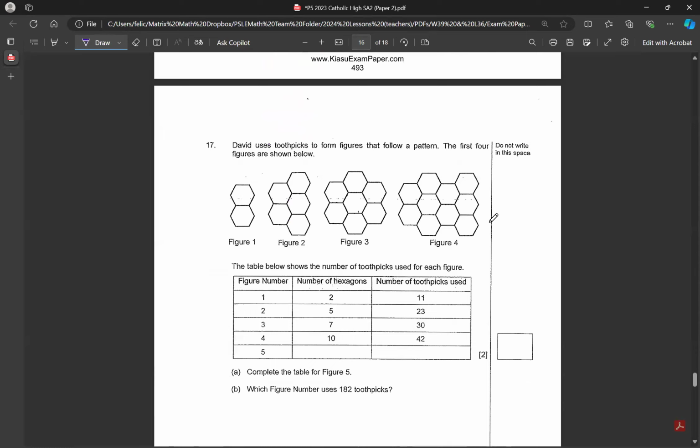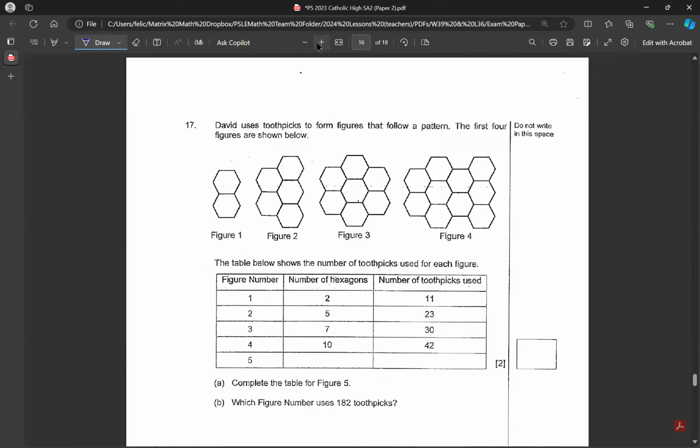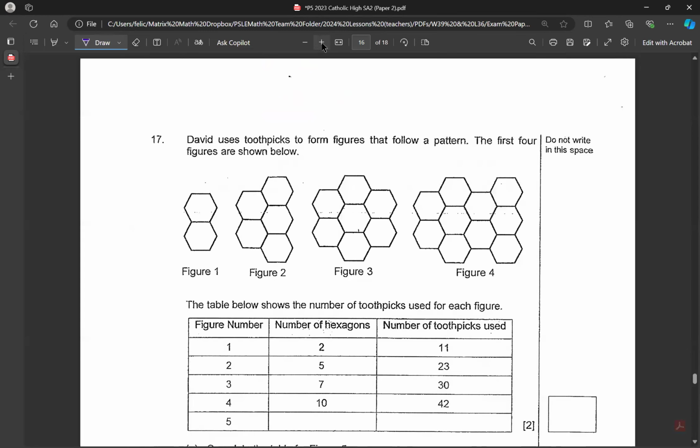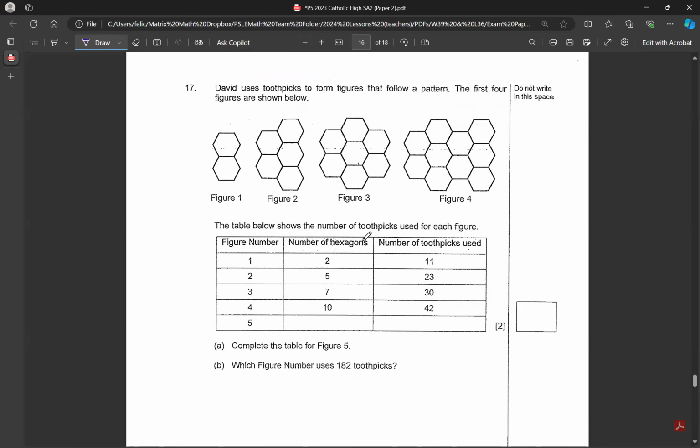Okay, now let's go on to question 17. Our last question for today. This is on patterns. David uses toothpicks to form figures, and the first 4 figures are shown. So a table is shown here. They show you the number of hexagons and the number of toothpicks.